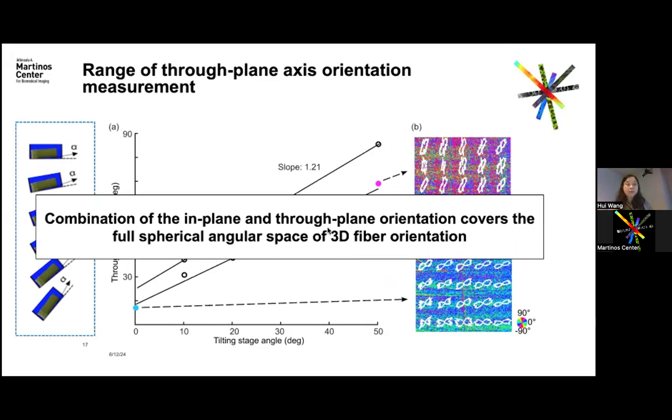And by combination of the implant orientation and the through-plane orientation, we can be confident that it almost covered the full spherical space of the 3D fiber orientation.